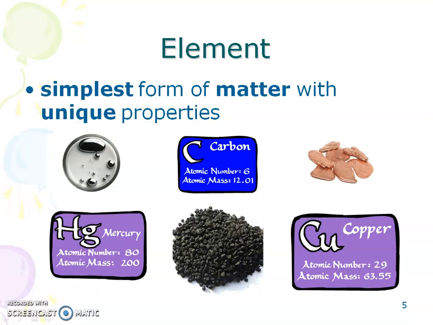An element is the simplest form of matter, and every element has very unique properties. So here we have mercury, which is a liquid metal. Pretty cool stuff. Looks silverish or gray, but it is a liquid. It is the only metal that is liquid at room temperature. Carbon is this black stuff, but carbon also exists as that beautiful diamond that women adore. And of course, copper has that unique copper color. And all 3 of these have different or unique properties because of the atoms that make them up.